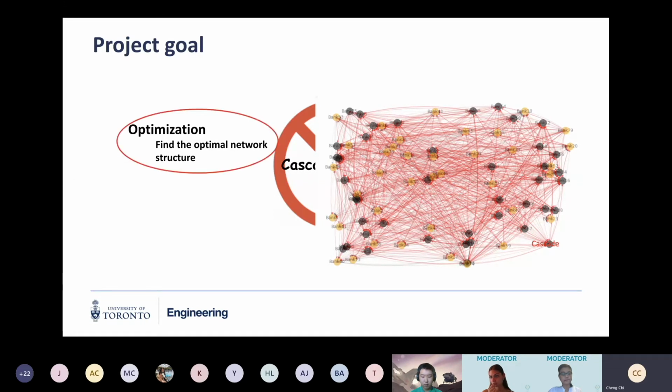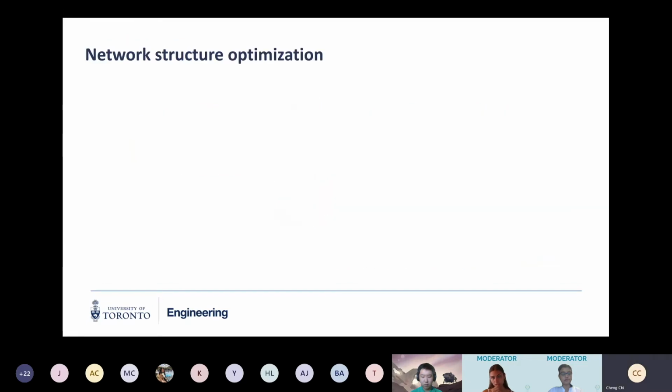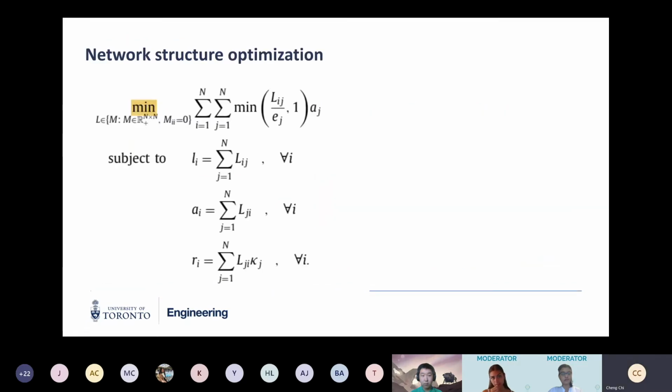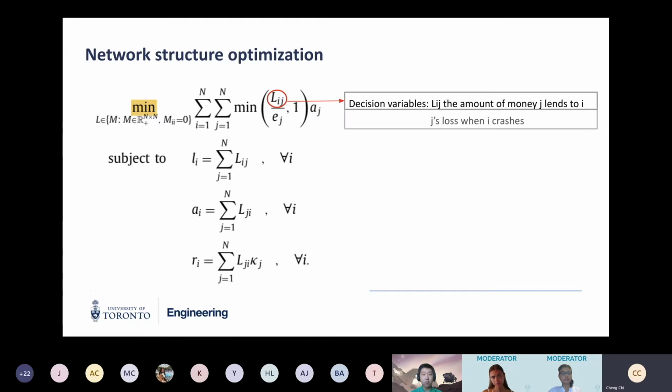So now I will talk about how we're going to optimize the network structure. This is the optimization model we used. The decision variable Lij here is the amount of money bank J lends to bank I. This is equivalent to bank J's loss when I goes bankrupt, because if J lends some money to I in a loan and I crashes, then this loan will default and J will lose this loan.